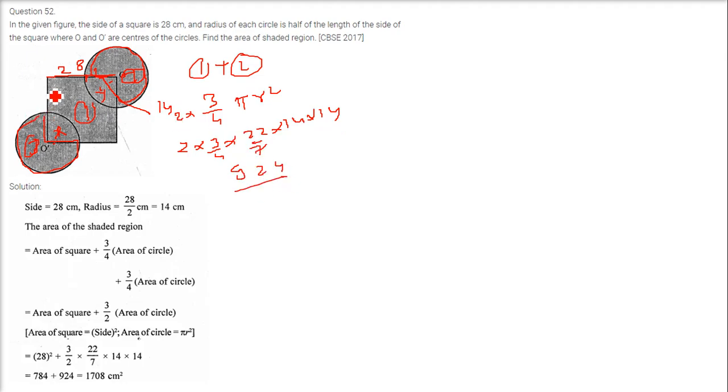Now what is the area of this square? 28 is the side, so we add 28 square. Here 28 square comes to 784. And the answer will be 1708 centimeters square.